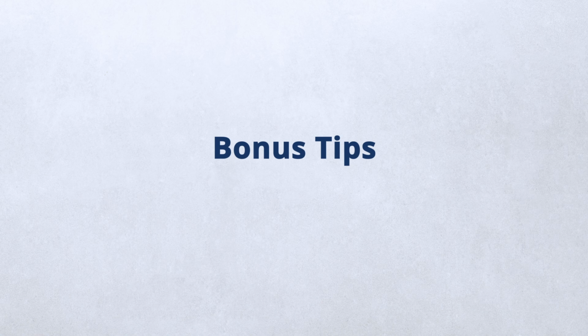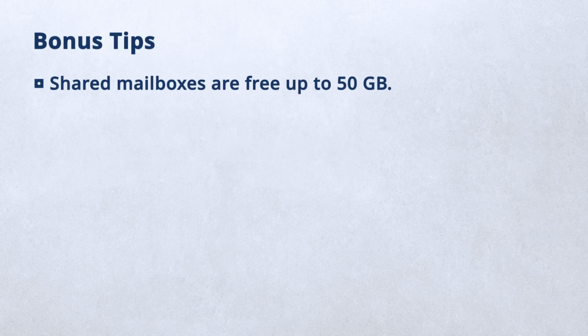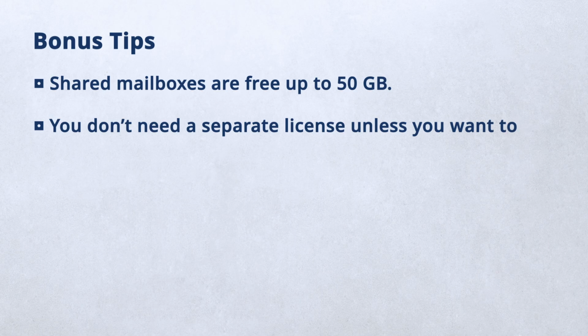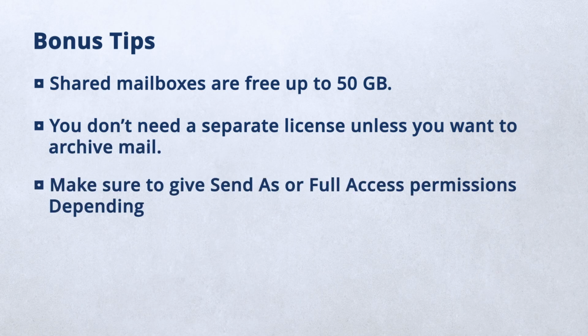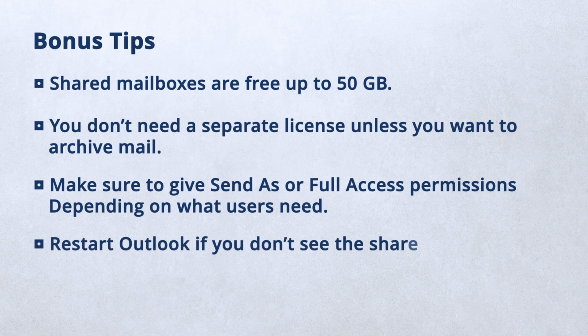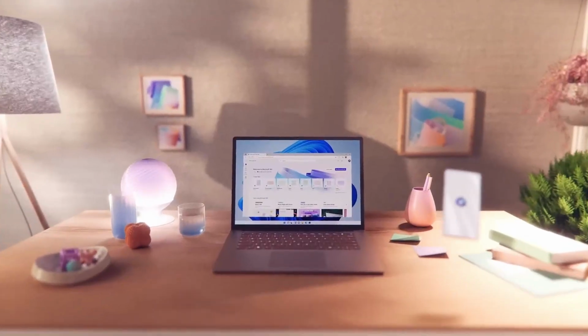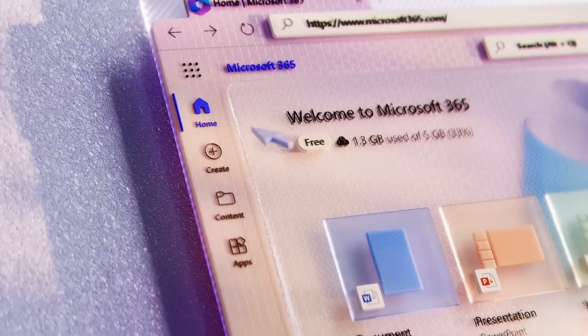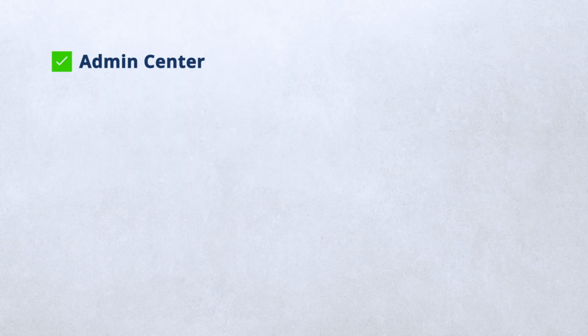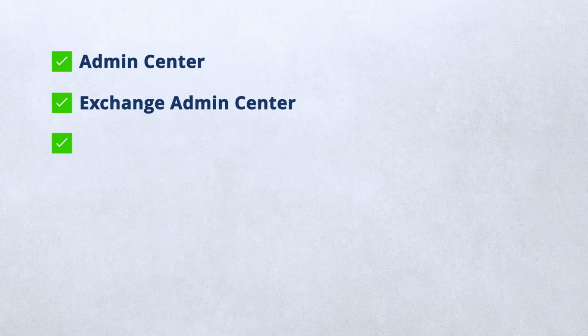Bonus tips. Shared mailboxes are free up to 50 gigabytes. You don't need a separate license unless you want to archive mail. Make sure to give send as or full access permissions depending on what users need. Restart Outlook if you don't see the shared mailbox right away. And that's how you set up shared mailboxes in Microsoft 365, using the Admin Center, Exchange Admin Center, or PowerShell. Now your team can easily manage group emails in one place.